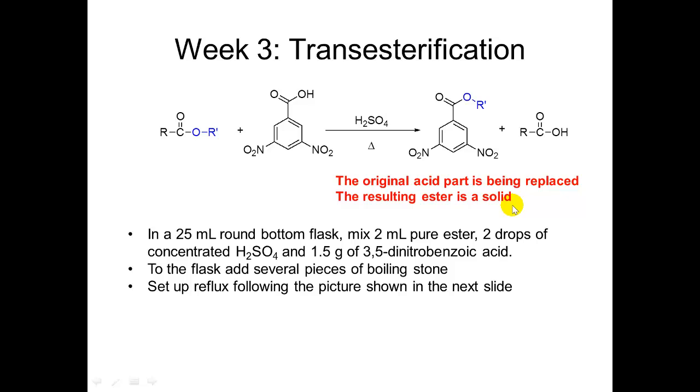To set up the reaction, in a 25 ml round bottom flask, mix 2 ml pure ester, 2 drops of concentrated sulfuric acid, and 1.5 grams of 3,5-dinitrobenzoic acid, which is a solid. To the flask, add several pieces of a boiling stone. Then set up the reflux.